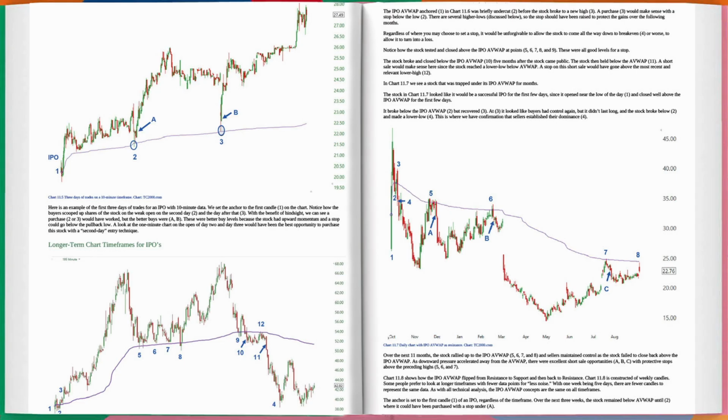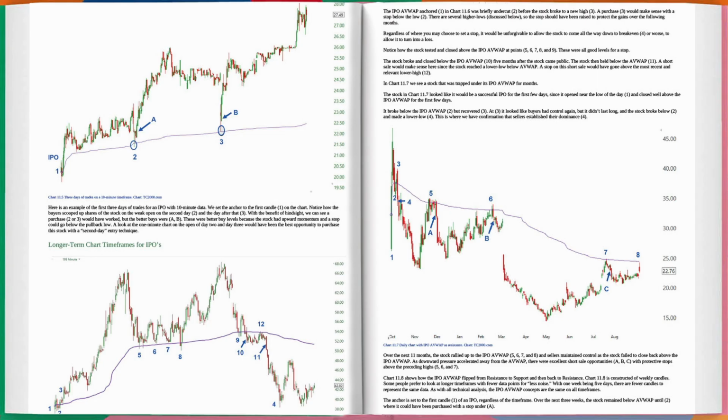This is where we have confirmation that sellers established their dominance (4). Over the next 11 months, the stock rallied up to the IPO AVWAP (5, 6, 7, and 8), and sellers maintained control as the stock failed to close back above the IPO AVWAP. As downward pressure accelerated away from the AVWAP, there were excellent short sale opportunities, A, B, C, with protective stops above the preceding highs, 5, 6, and 7.